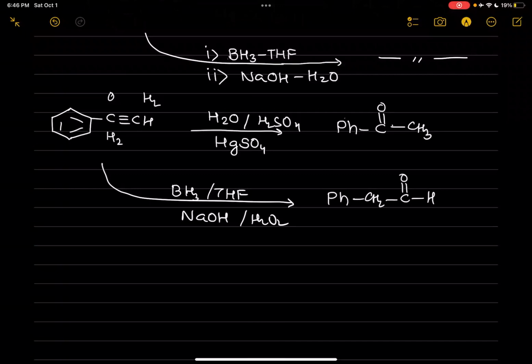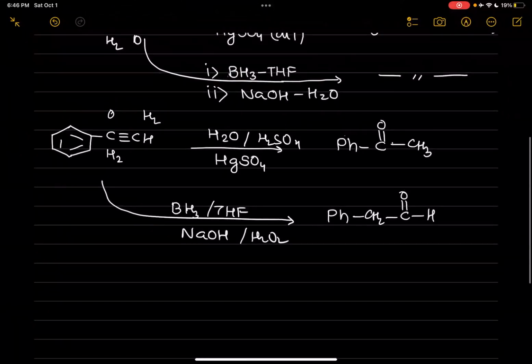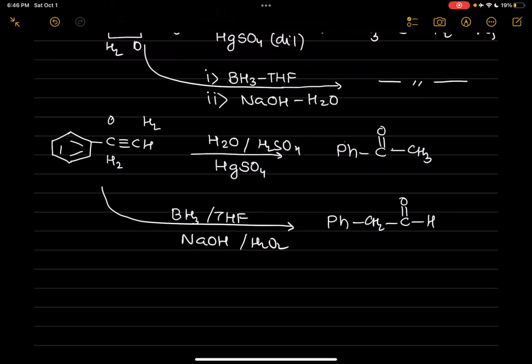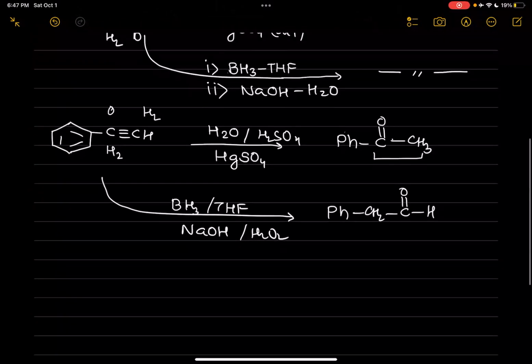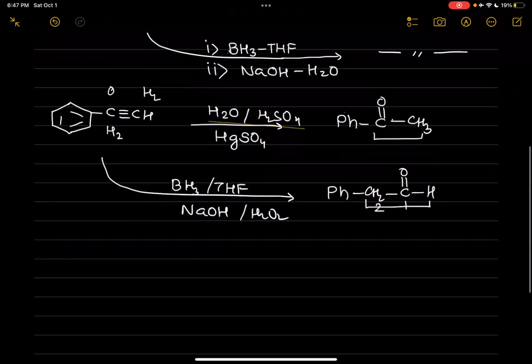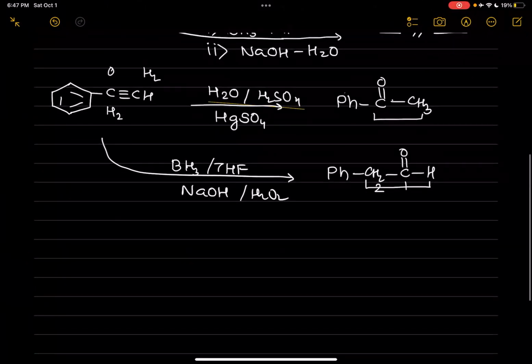So what will be the IUPAC name for the first one? The principal chain, parent chain is this one. So that is 1-phenylethanol. And for the second one, it is 2-phenylethanol. Right? Okay. So I hope this is clear.